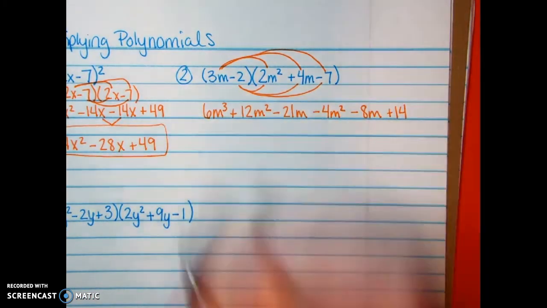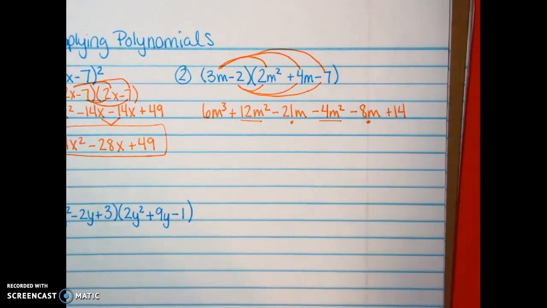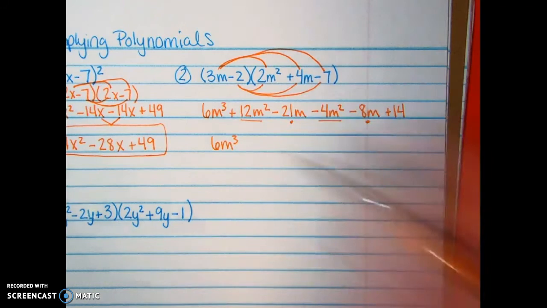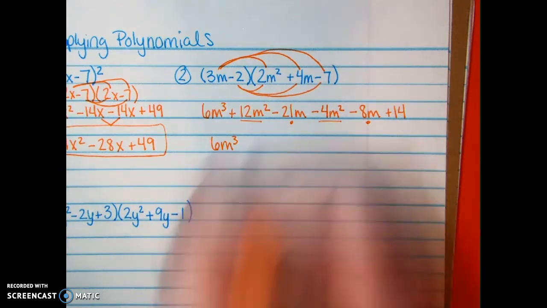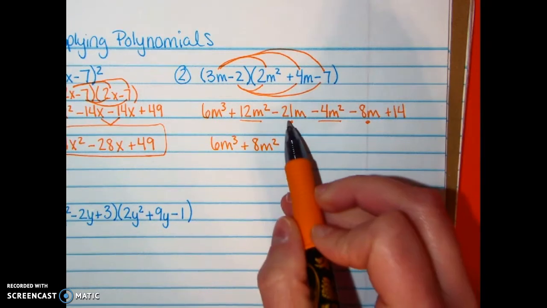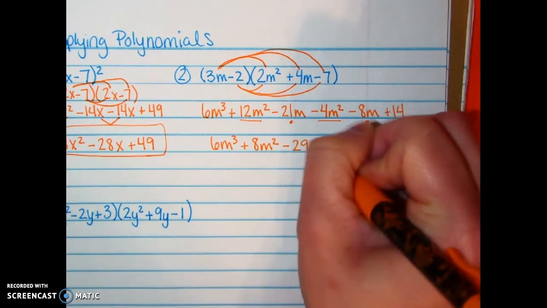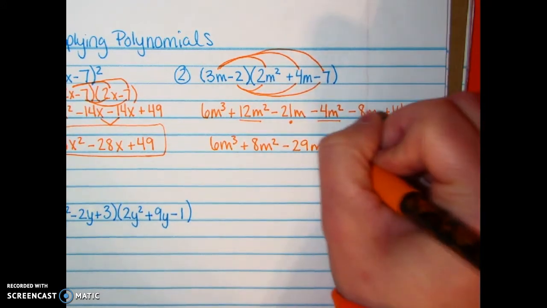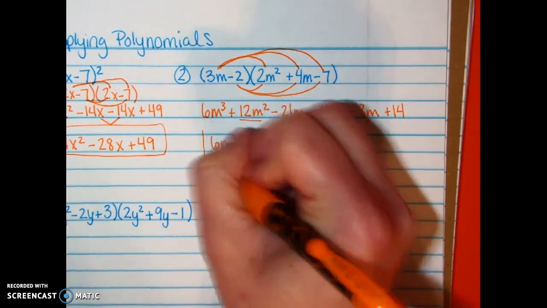Okay, now I see that I have an m squared and an m squared, and I have an m and an m. So I'm going to combine those together. In standard form, the 6m cubed would go first, and then the m squareds would go, so 12 minus 4 is a positive 8. And then for the m's, negative 21 minus 8 would be a negative 29m. And then plus 14. And I don't have anything else to combine, so I am done.